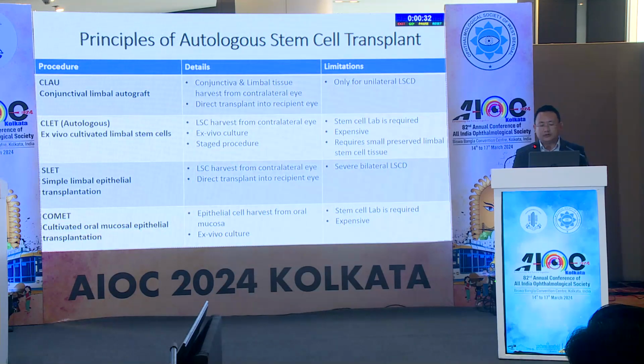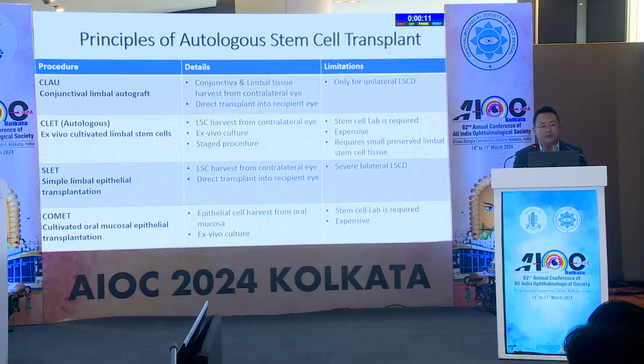So just to summarize the principles of the autologous stem cell transplant. It can be conjunctival limbal autograft. What it does here is that the conjunctiva and the limbal tissue is harvested from the contralateral eye and is directly transplanted into the recipient eye. So it can be used only for unilateral limbal stem cell deficiency.